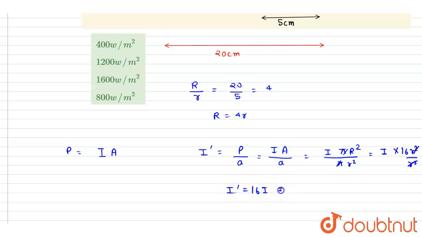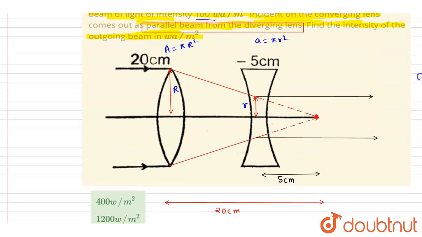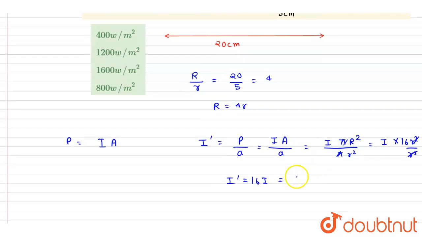Intensity will increase 16 times. So earlier the intensity was 100, so it will be 1600 watt per meter square. Now if you see, C is the correct answer.